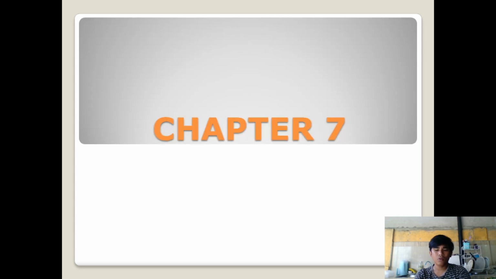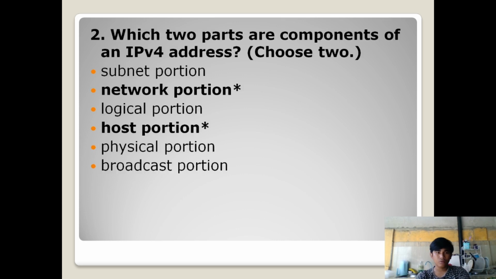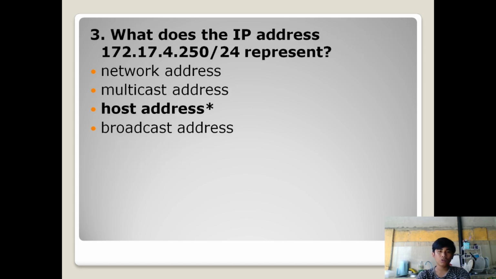So here we go to chapter 7. How many bits are in an IPv4 address? So the answer in this question is 32. Which two parts are components of an IPv4 address? Choose two. So the first answer is the network portion and the second answer is the host portion.